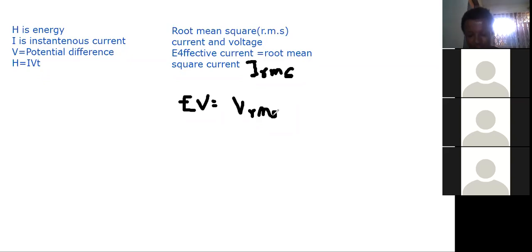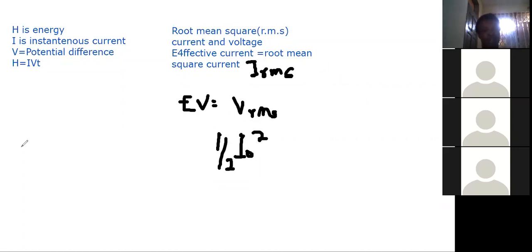So the average value of the current for a period is 0, but the mean value of the square of the current is given mathematically as half of the peak value squared, where we know that I naught is the maximum or peak value of the sinusoidal alternating current. That is the root mean square.